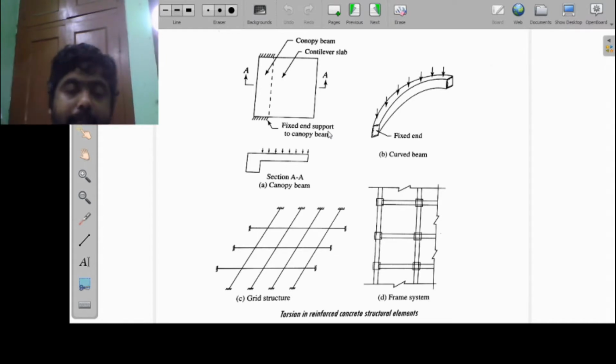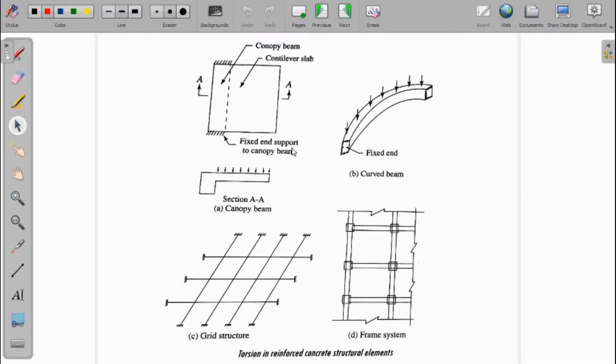Okay, we will go into details slowly. So what happens in the first structure if we look at this? In a canopy, the beam is introduced for maintaining equilibrium of moment in the cantilever slab at the junction of the beam. What I am trying to say is that the torsion in the canopy beam is induced for maintaining equilibrium of moment in the cantilever slab at the junction of the beam. Basically, at this location the torsion will maintain the equilibrium of these structures.